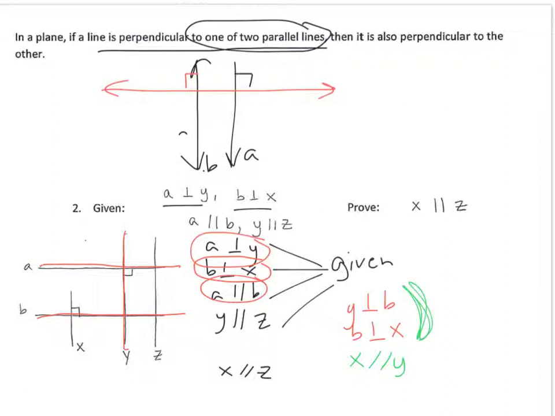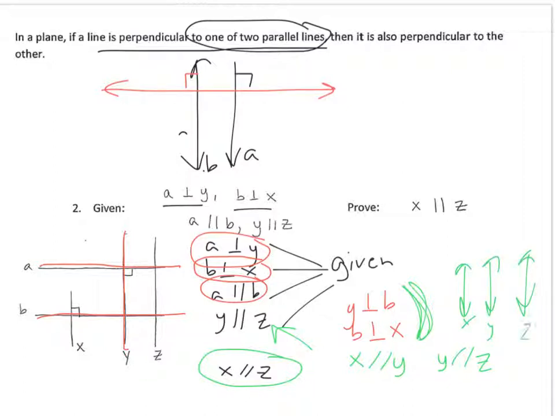So if X is parallel to Y and Y is parallel to Z up here, then we know that from the first theorem, X is parallel to Z. Because if you have X is parallel to Y, Y is parallel to Z, then you don't even need the Y. X is parallel to Z. It's kind of like the transitive property with parallel lines.